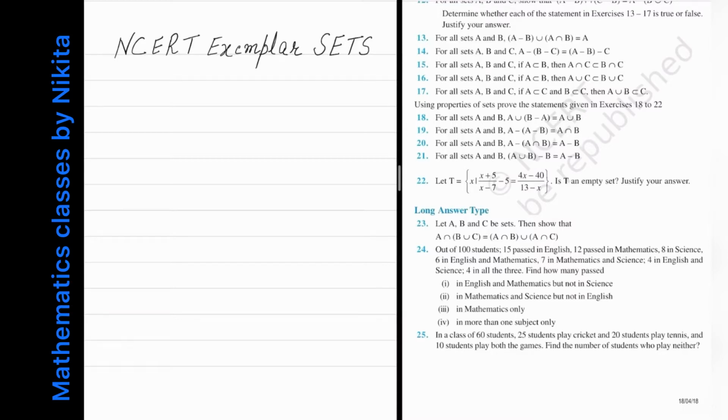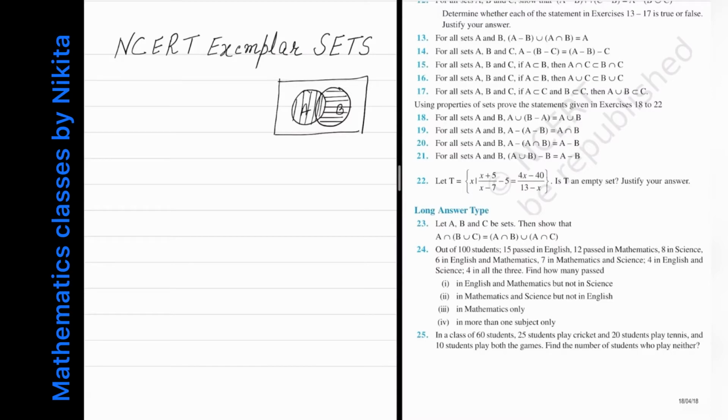Question number 18 says, for all sets A and B, A union (B minus A) is equal to A union B. First of all, you can easily see this by Venn diagram. Suppose this is your A and this is your B. So what is B minus A? B minus A is this portion. Got it? And what is A? A is this whole. Now if I take their union, I will get A union B. This is what you have to prove.